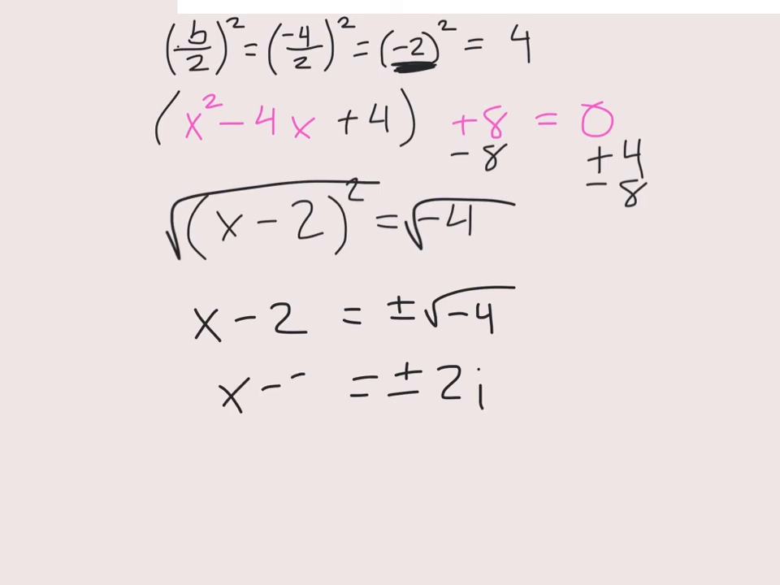So we have x minus 2 is equal to plus or minus 2i. So we add 2 to both sides of our equation. So we get 2 plus or minus 2i. That's our final answer.